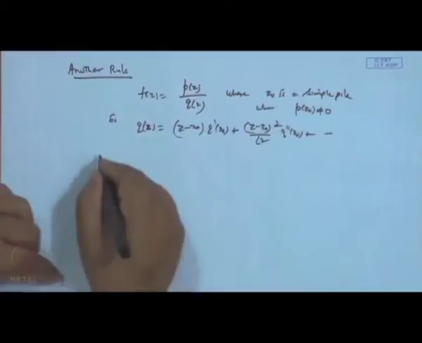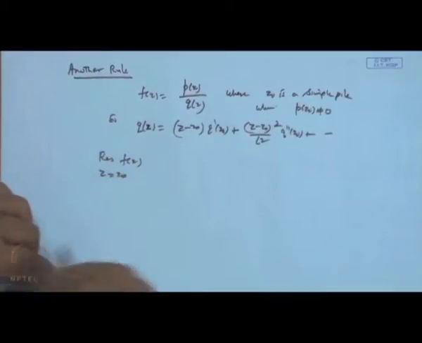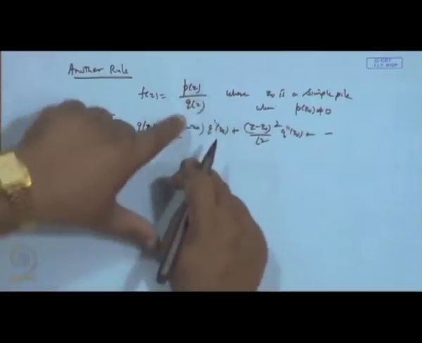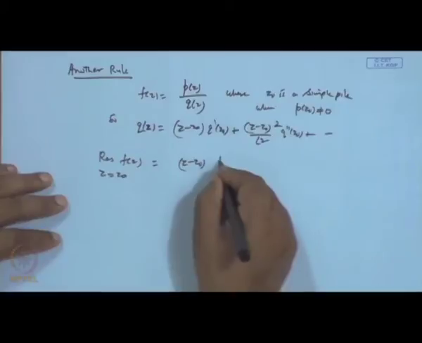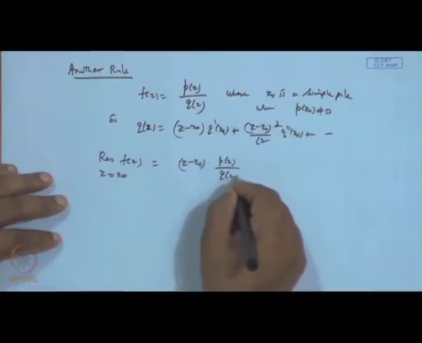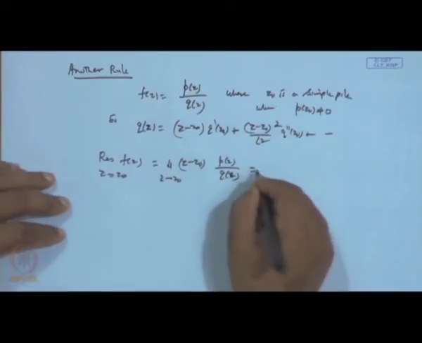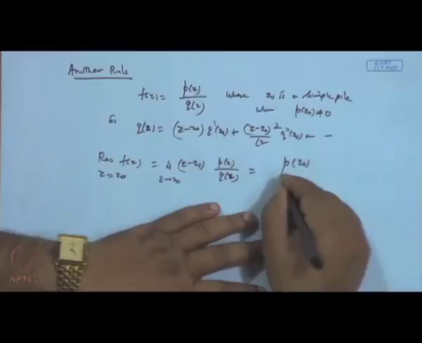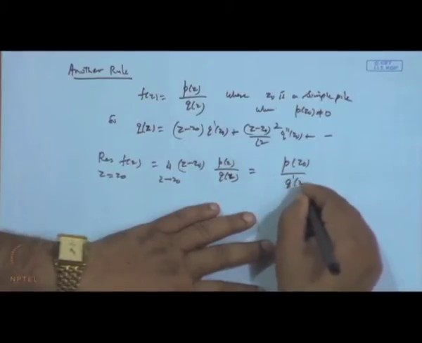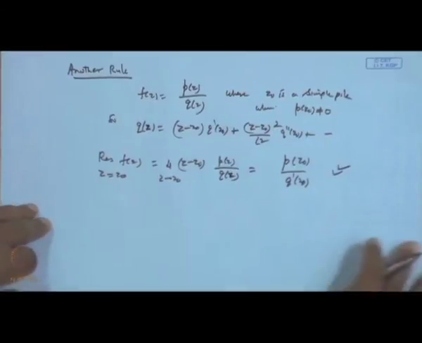Okay. So, the residue of f(z) at z equal to z naught: you can just multiply by z minus z naught, take p(z) by q(z) and the limit as z tends to z naught, and what you get immediately is p of z naught over q prime of z naught. So, that is another formula to compute the residue at a simple pole.